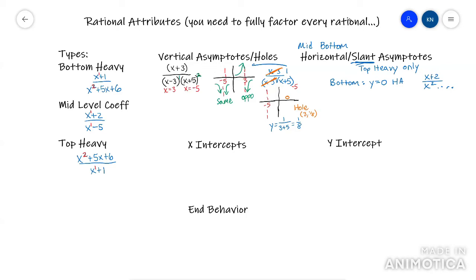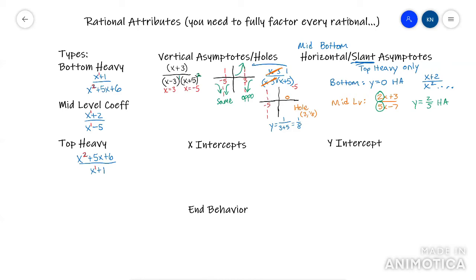Now, mid-level coefficient ones, it depends on the coefficients. So like if I had something like this, my horizontal asymptote would be these coefficients right there, 2/5. That's your horizontal asymptote. You just take the lead coefficients and divide them and say y equals 2/5. That is your horizontal asymptote.